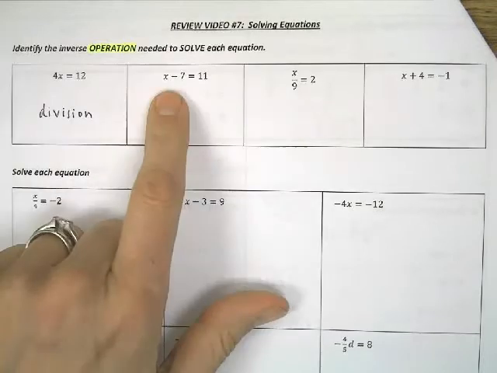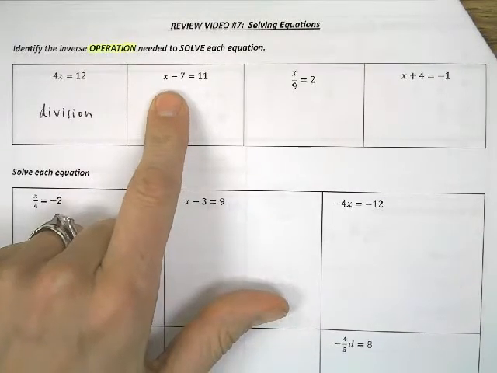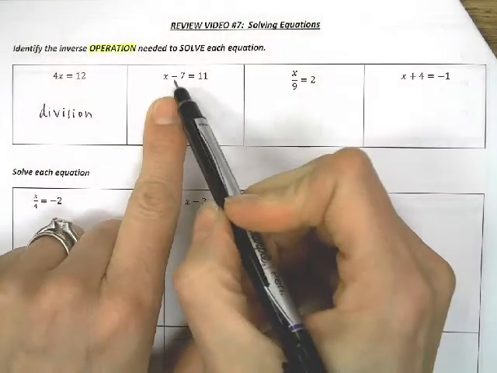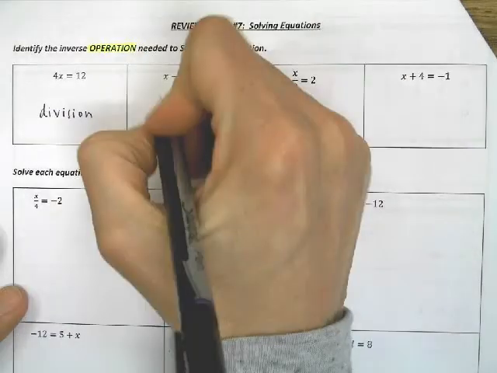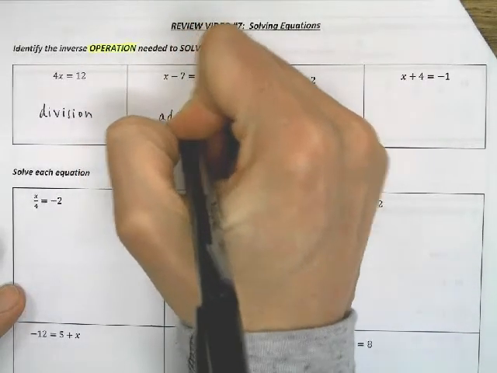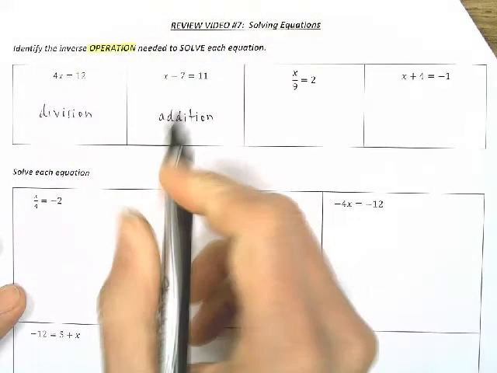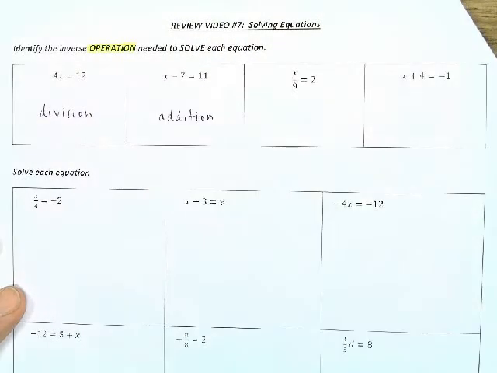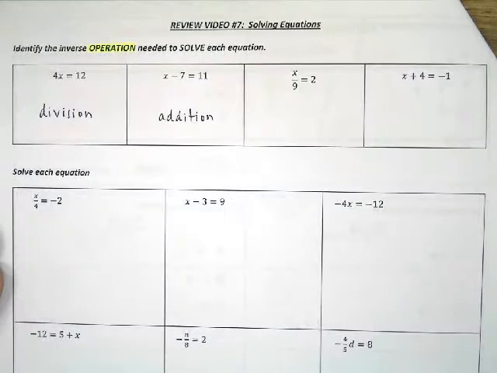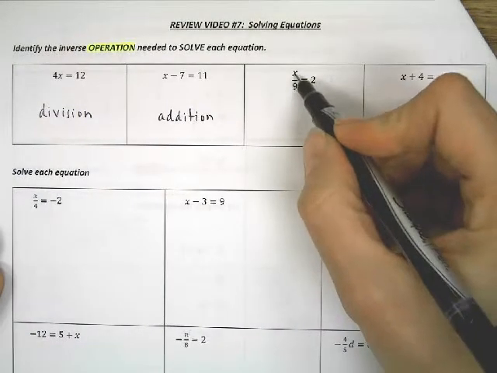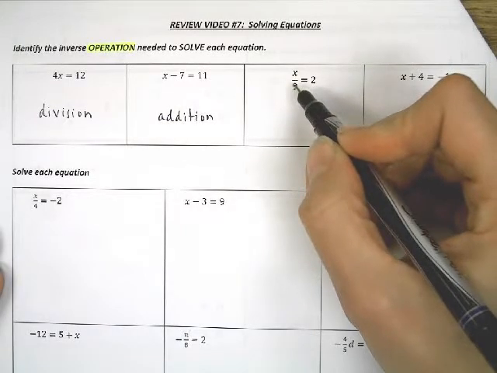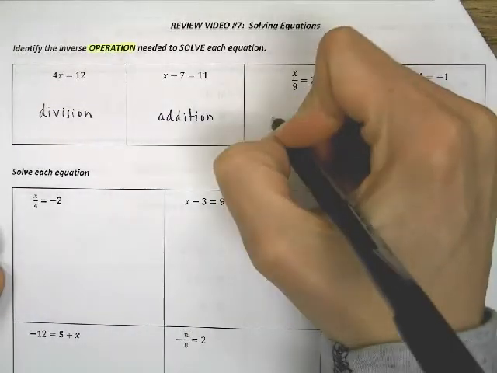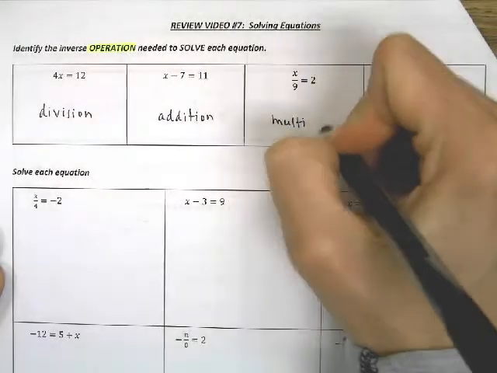Okay, so for number 2, or this one here, I guess it's not numbered, I have x minus 7 equals 11. Since I have subtraction here, I know I need to use the opposite, or addition, to solve. That's what I would use to solve the equation. Here hopefully we recognize by now when we have this written as a fraction, that represents division in our equation. So our inverse operation would be multiplication.